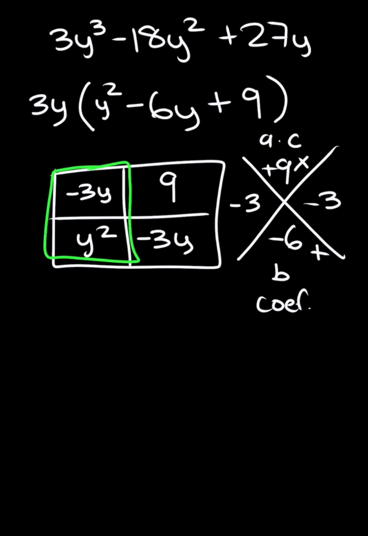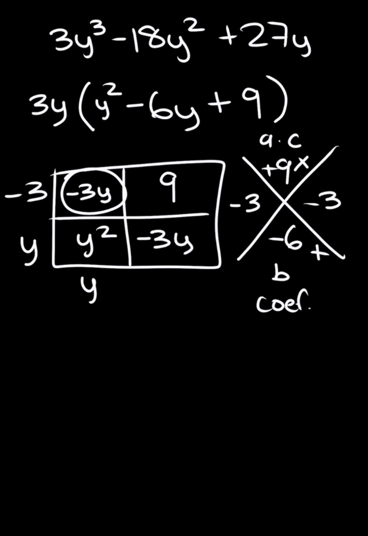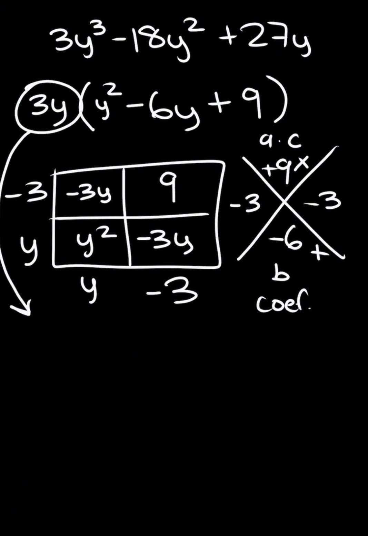Now let's look at this column first. What do they have in common? They have a y in common. Now let's look at this one. y times y gives you y squared. Now let's look at this one. If we already pulled out our y, all we have to do is multiply by a negative 3 to give us negative 3y. Now let's go this way. Now we can put it all together. But remember earlier we took this out, so we have to bring it back.